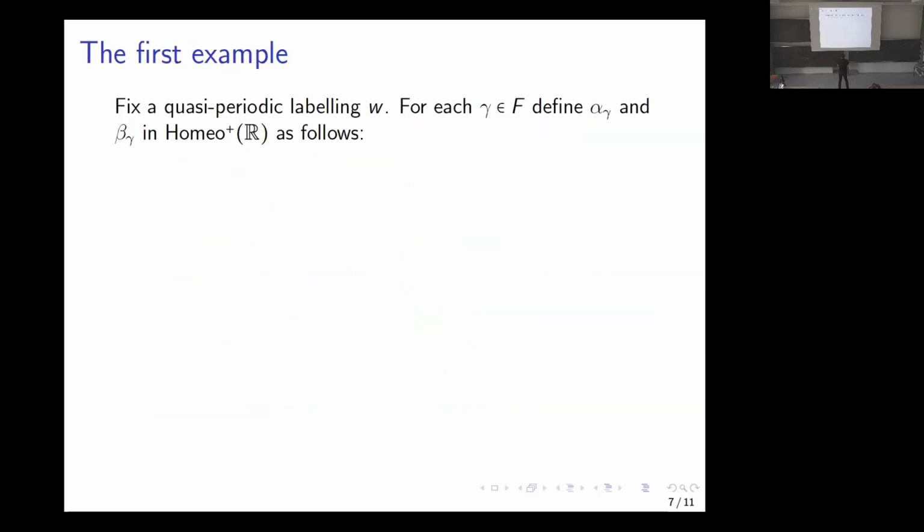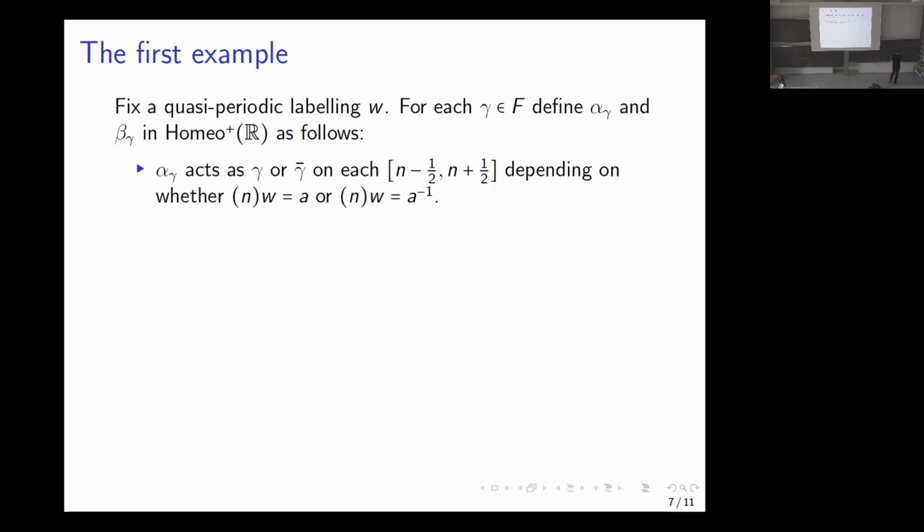Okay, so now we're actually coming to the first example, which is the first example from Yash and myself from 2018. Okay, so imagine we fix one of those quasi-periodic labellings W, and for each element gamma in F, as in Thompson's group F, as in homeomorphisms of the interval that are F-like that we defined earlier, we're going to define alpha gamma and beta gamma. This is going to turn out to be a pair of homomorphisms from F into Homeo of the reals. Okay.